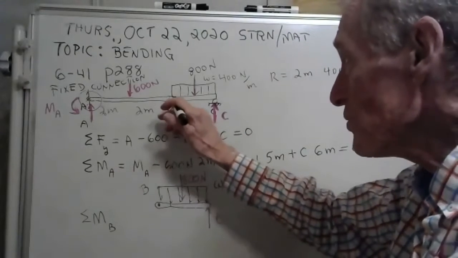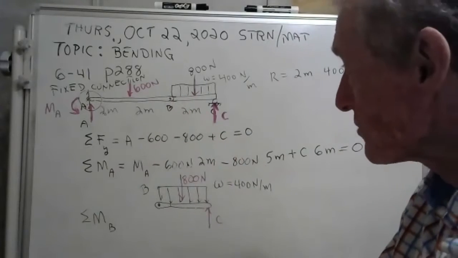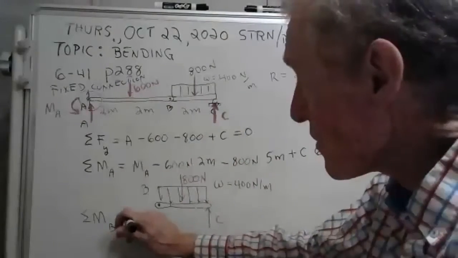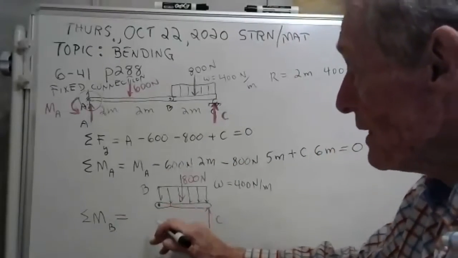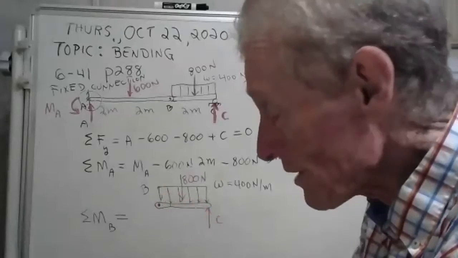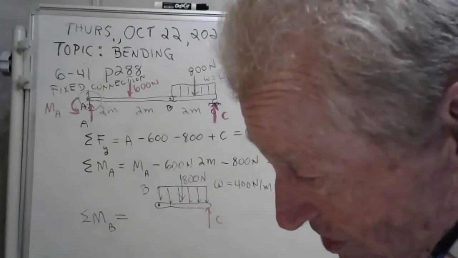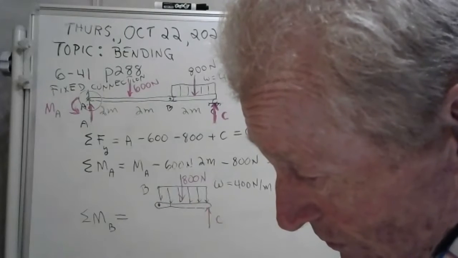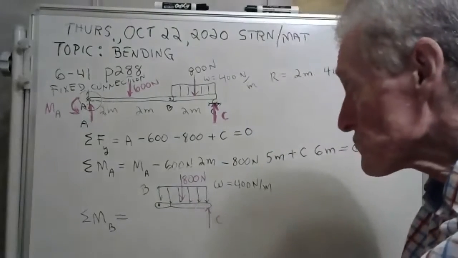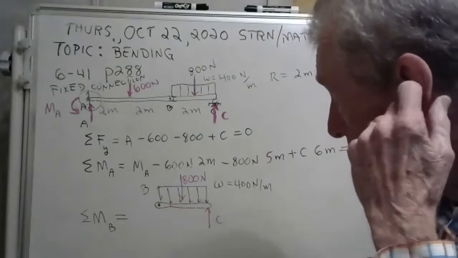Now B is a smooth pin. It can't give you any moment itself. However, these two can. And for the sum of the moments about B, B can have forces, but the forces going through B don't give you any moment about B. Do you understand? Any force going through a point can't give you a moment. And the pin is a smooth pin, so it can't give you a moment.